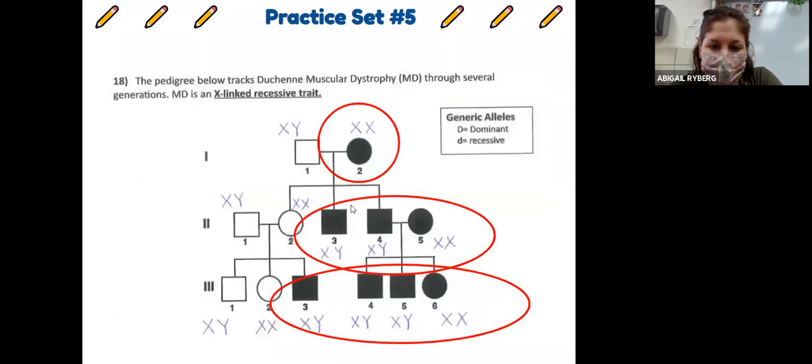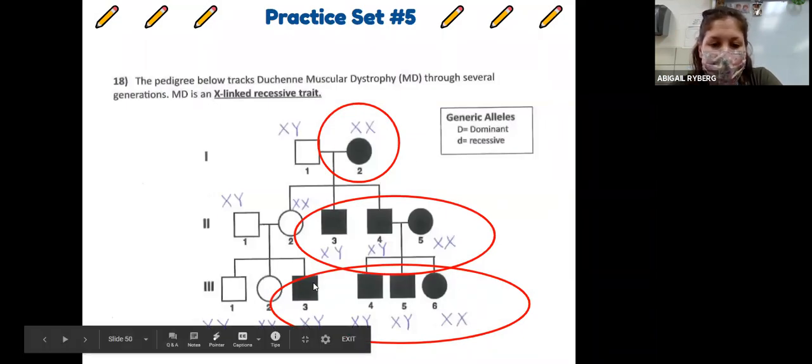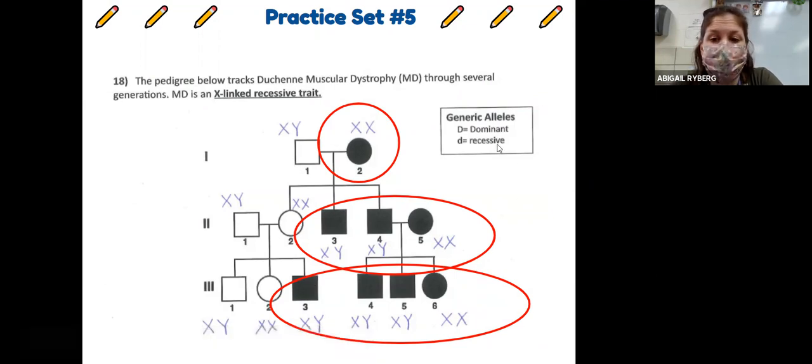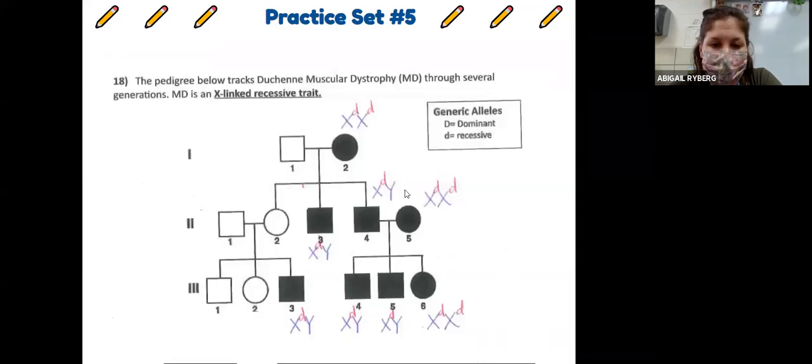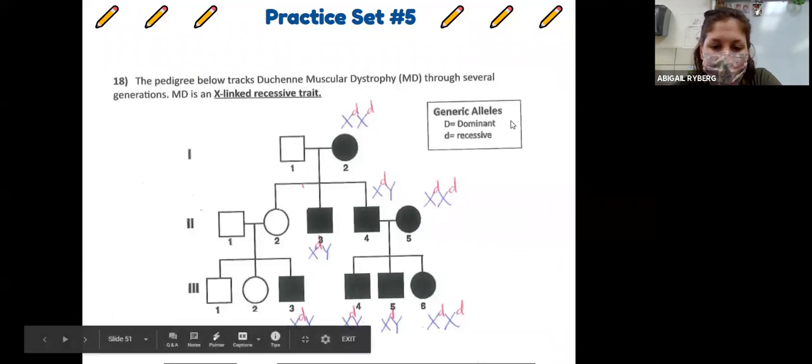So what we know about the individuals that have this trait is that on their X, they have to have the recessive d. So now I'm going to just go ahead and plug in with a red marker, you can see a little d, attached only to the X's. Notice the males do not have a d attached to their Y chromosome. So those are all the individuals that have this sex-linked recessive trait.